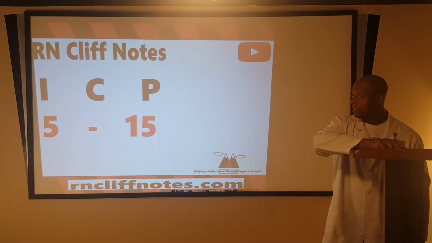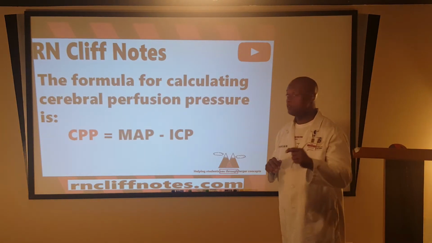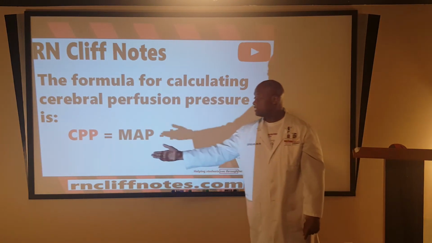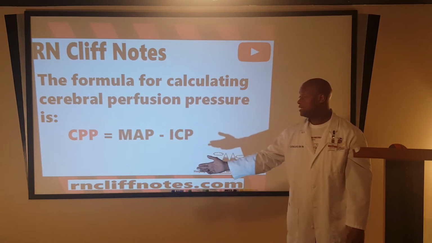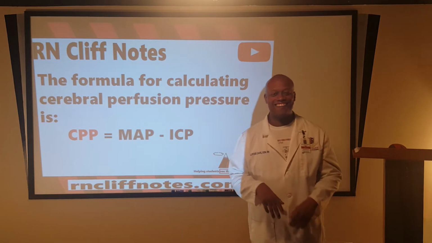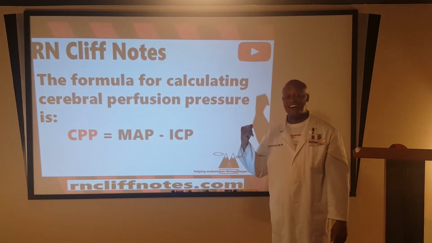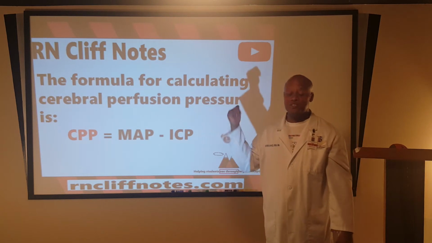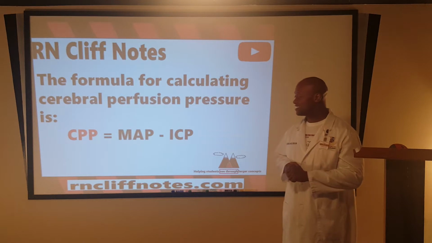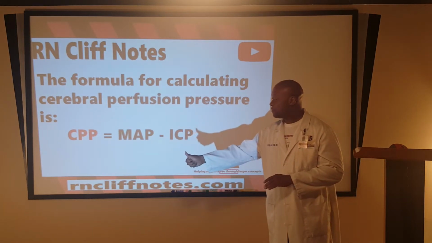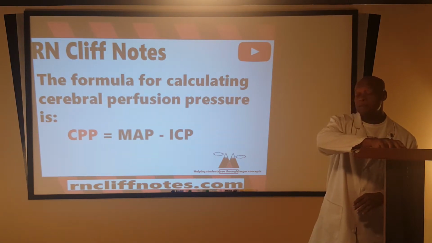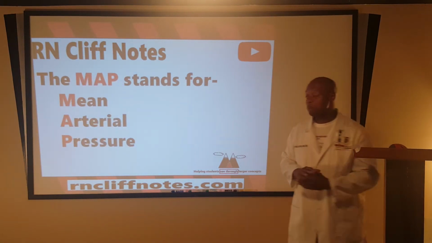Okay? All right, now, the formula for calculating cerebral perfusion pressure is the CPP is equal to the MAP minus the ICP. Wow. Right? Check that out, right? And after watching this video, you're going to know how to do this. Okay? This is solid stuff. So CPP is the MAP minus the ICP. So here we go. And of course the MAP stands for mean arterial pressure.